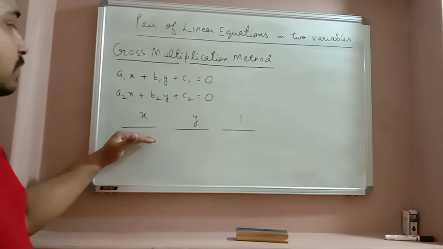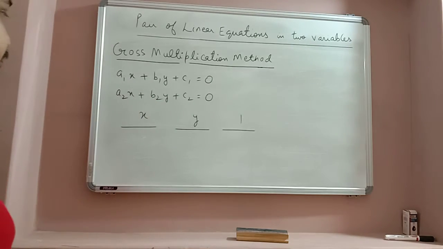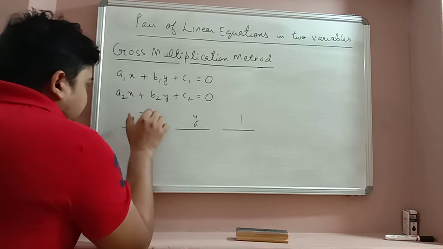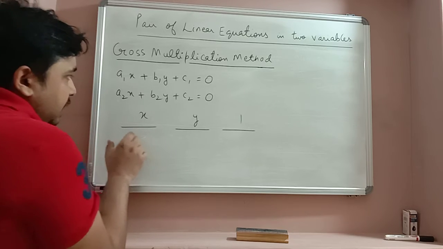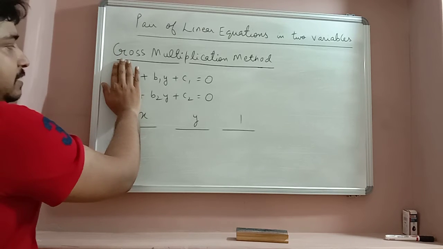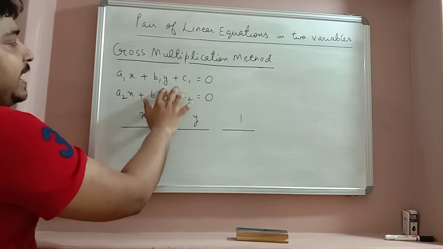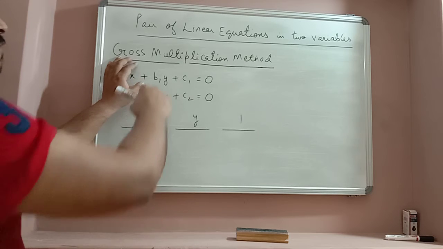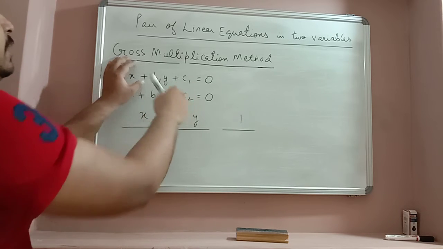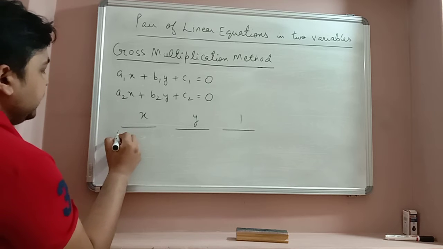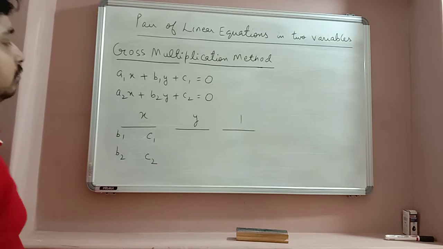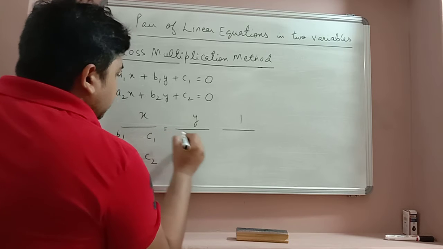Now we will write something in the denominators of these. So on writing below x, I will eliminate the coefficients of x and write down the coefficients of y and the constant term. On eliminating the coefficient of x, we are left with b1, b2 and c1, c2. So we will write down here b1, b2 and c1, c2 like this. Let me just put an equal to mark also here.